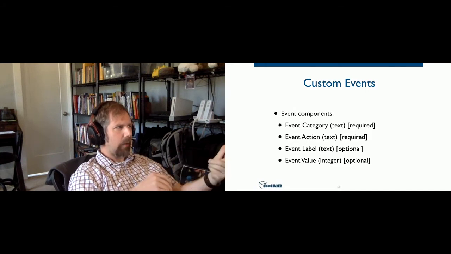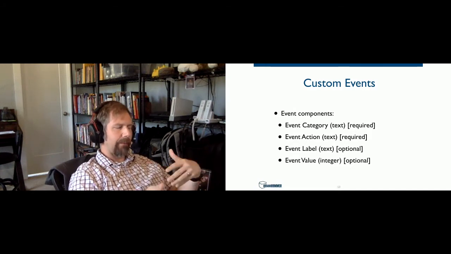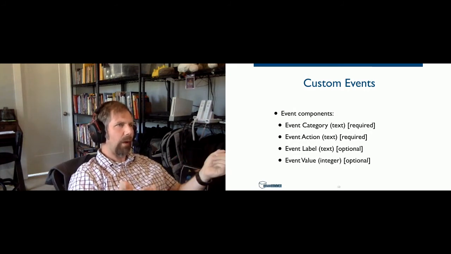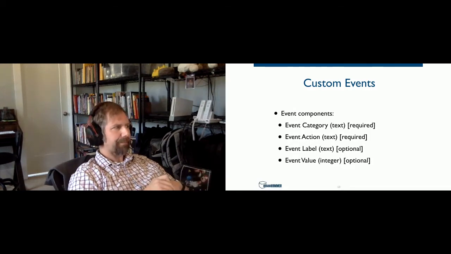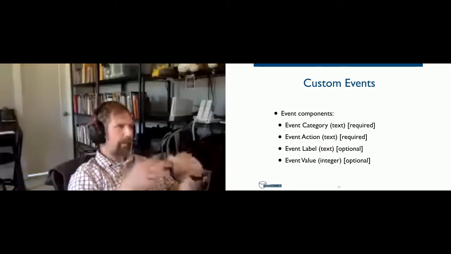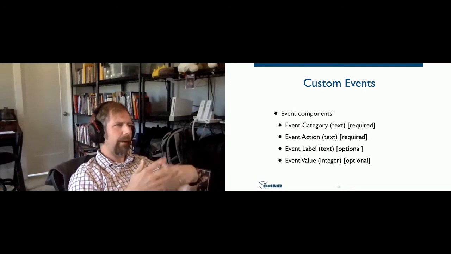Beyond the event category and event action, event label and event value are a little bit of how you want to analyze the data. There's not a lot of Google's perspective, so you've got a lot of freedom.